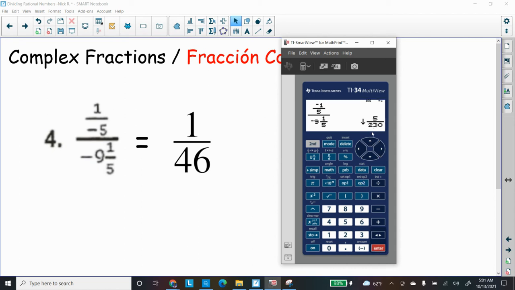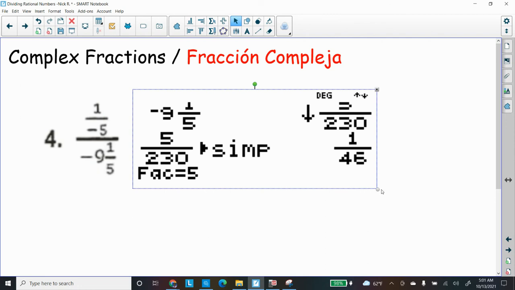5 and 230th, Dr. Rob. Maybe you have to simplify that. So I got to press my simplify button and simplify a little bit more. There it is, 1 and 146. So I know I got it right.